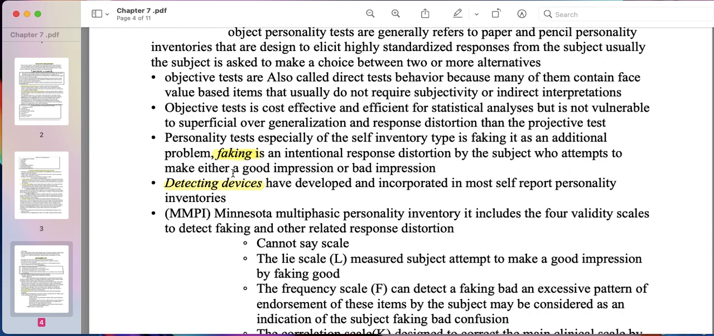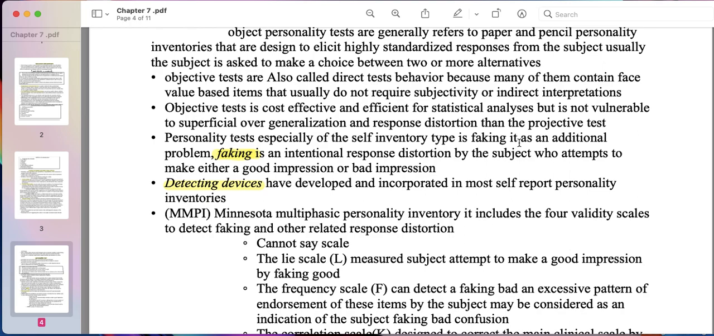Objective test is cost effective and efficient for statistical analysis, but is not vulnerable to superficial overgeneralization and response distortion than the projective test, meaning that because we are getting this limited amount of group, you could overgeneralize, meaning that you could create a stereotype or a generalization for a certain group without really having to be for the whole group. It's just specifically for that person.